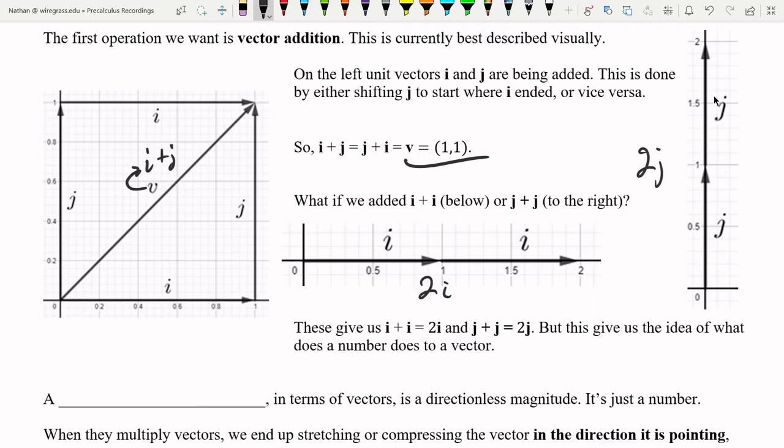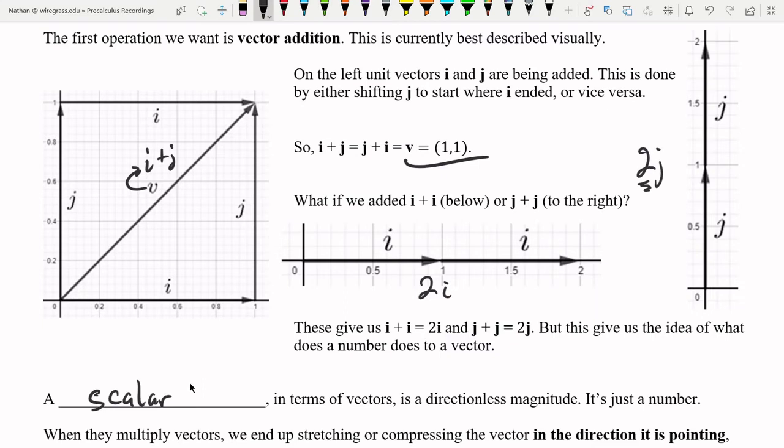And with this, 2i and 2j, you can see that really i plus i is 2i. And the 2 there, what that's doing is extending the vector by a factor of 2. So no longer does it have a magnitude of 1. Now it has a magnitude of 2. And that's the idea of this number multiplying a vector. And this number is called a scalar.